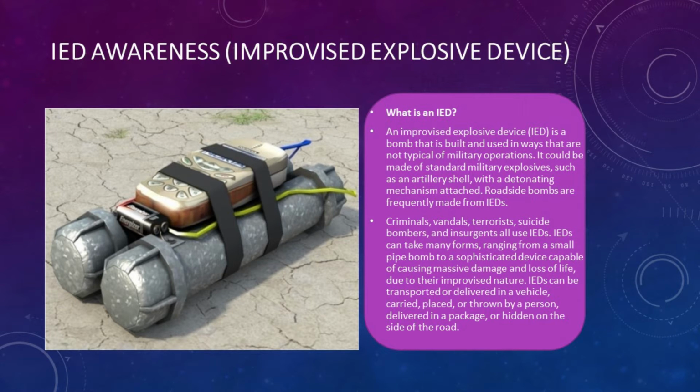IEDs can take many forms, ranging from a small pipe bomb to a sophisticated device capable of causing massive damage and loss of life due to their improvised nature. IEDs can be transported or delivered in a vehicle, carried, placed, or thrown by a person, delivered in a package, or hidden on the side of the road.